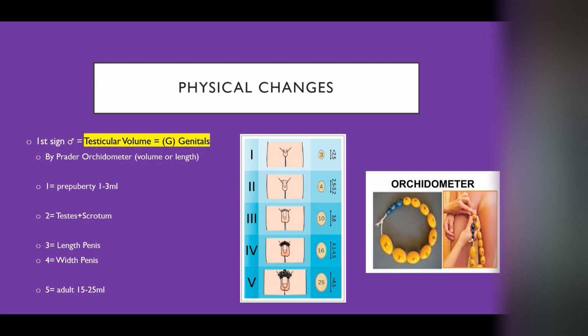And then we have the last part of the Tanner scale. That's your male first sign, that's your gonads. We spoke about the gonadal orchidometer. So that's pre-puberty, adult. Then number 2 is testes and scrotum, which get larger and thicker. And number 3 and 4 is length of penis and then width of penis, okay? Length is first, width is second.